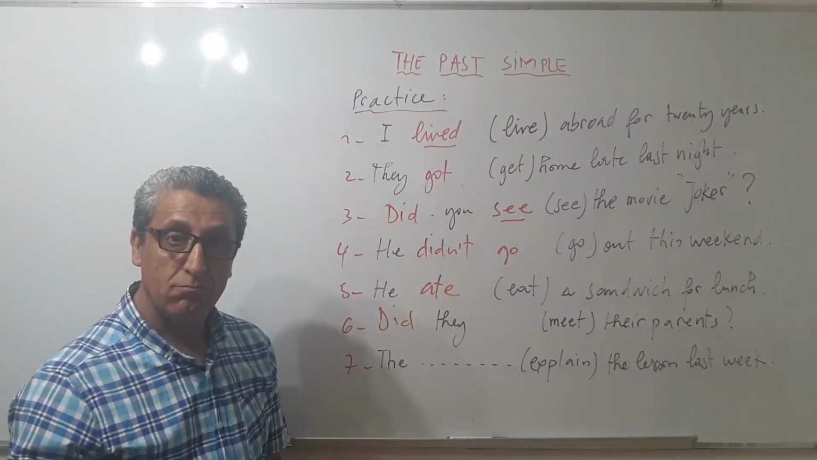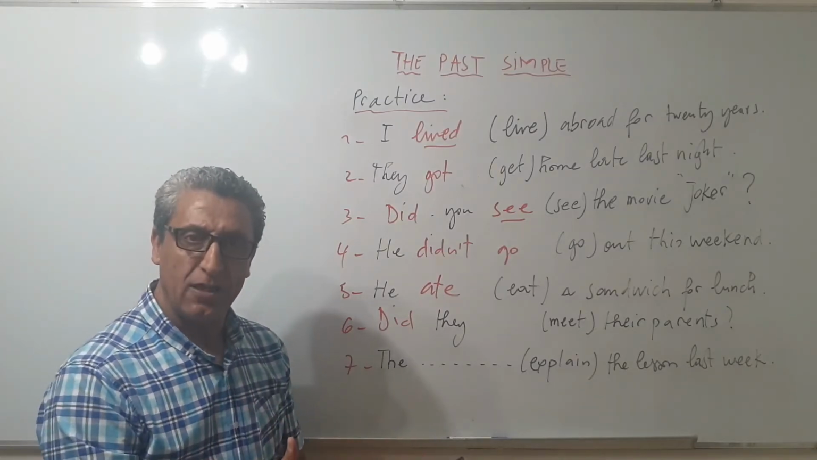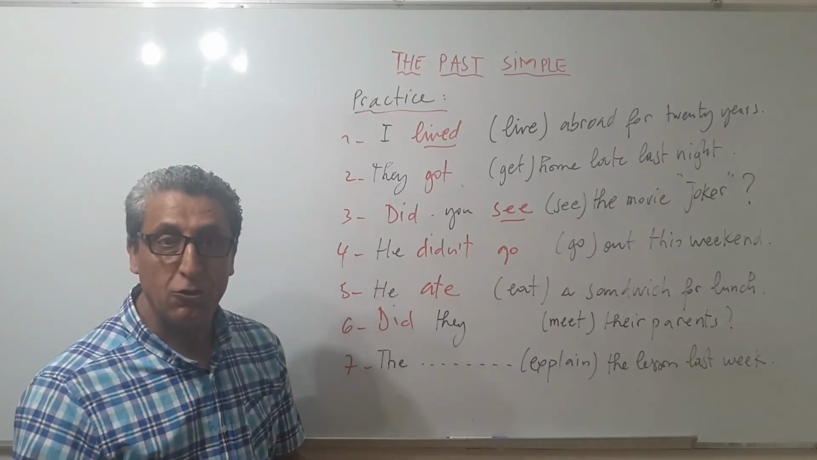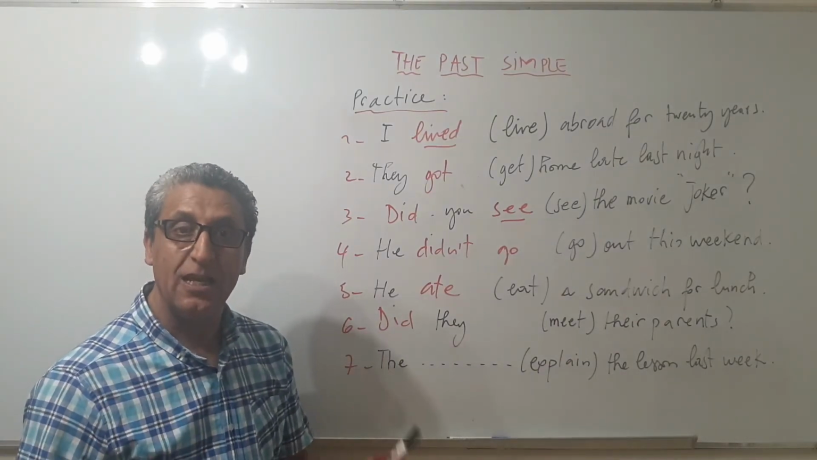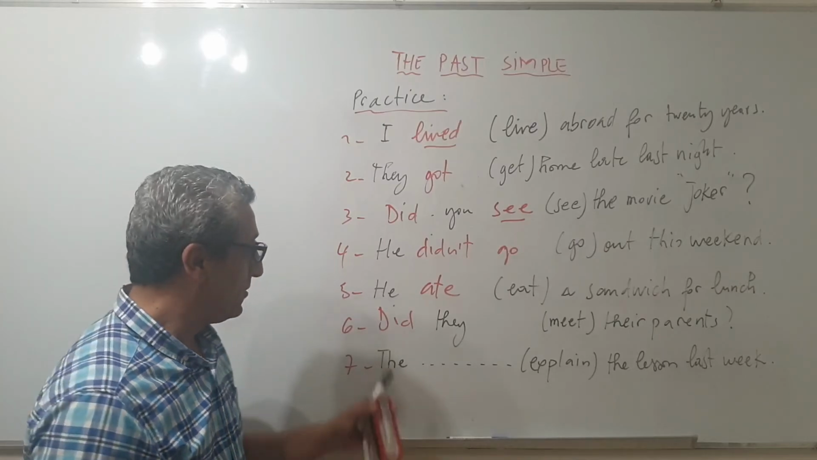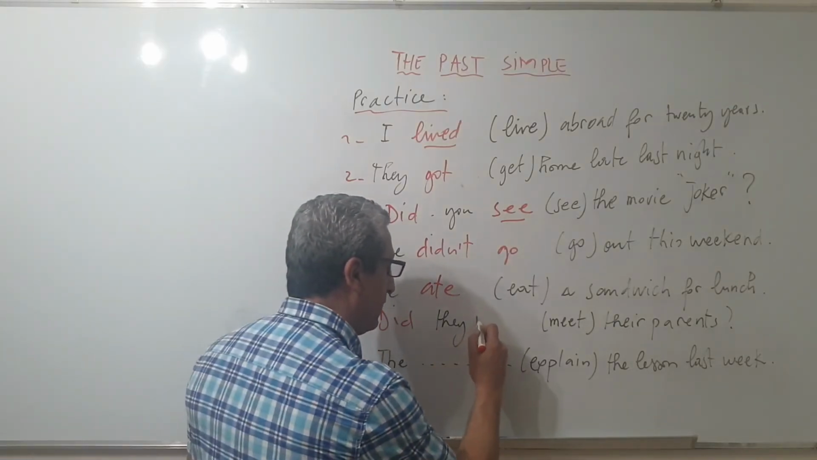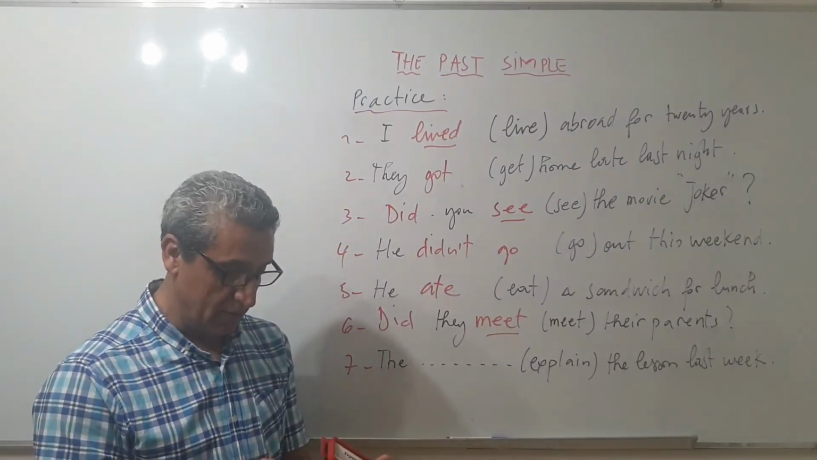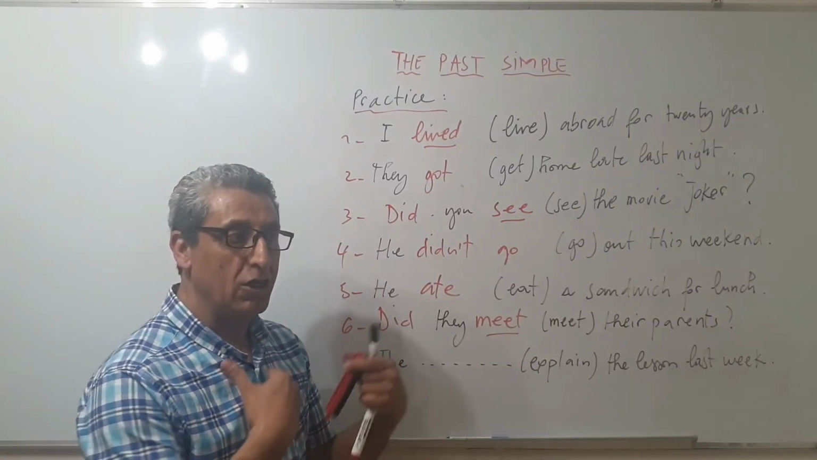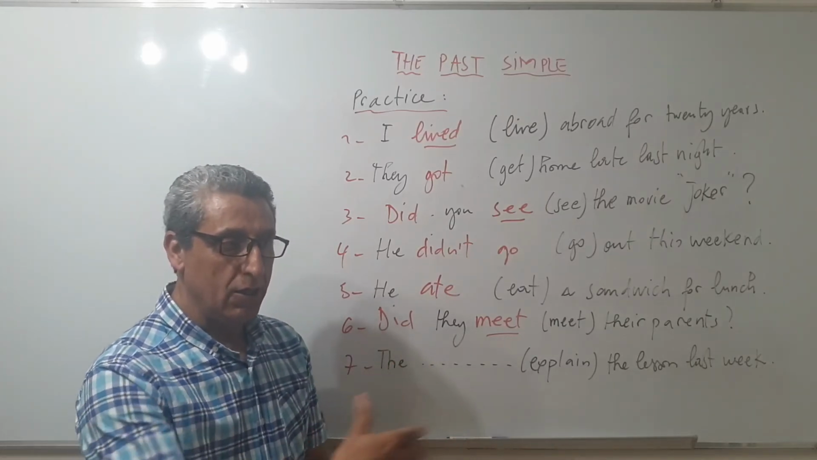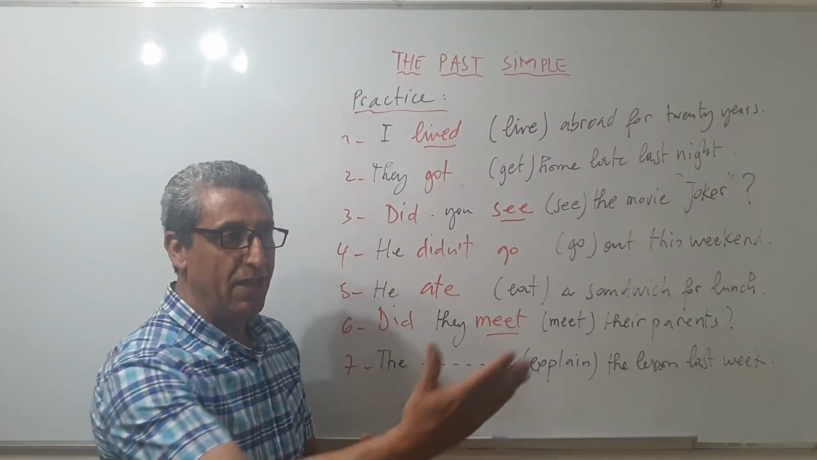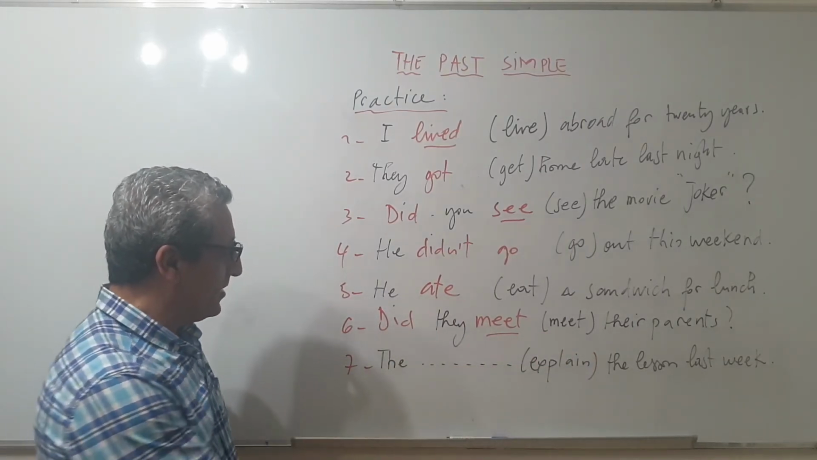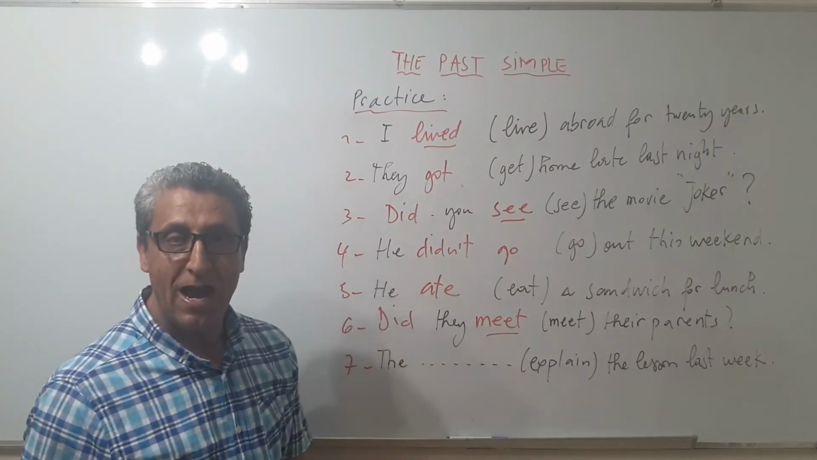Now in questions, okay, do we conjugate the verb or we keep it in its infinitive form? Very good. We do not conjugate it, we keep it in its infinitive form, like the negative form. So, did they meet? Okay, did they meet their parents? Okay, to meet somebody means when you are somewhere and you're walking down the street and there is someone that you know and you meet that person. Okay, you meet them. Okay, so did they meet their parents?